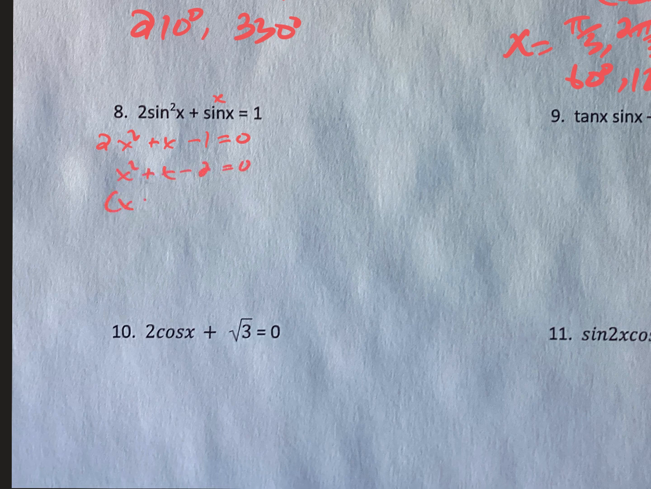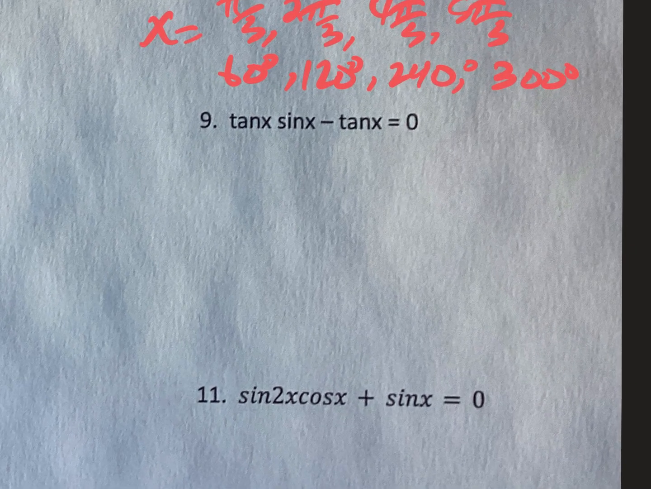Factor, I need factors of 2 that give me a positive 1, which is positive 2 and negative 1. So I would put x equals negative 2, but I'm going to put the sine back in. Sine is negative 2 or sine is positive 1. Now, sine can't be bigger than 1 or less than negative 1. That's out. Whereas sine is 1 at the top of the unit circle at pi over 2, which happens to be 90 degrees. Not too bad.